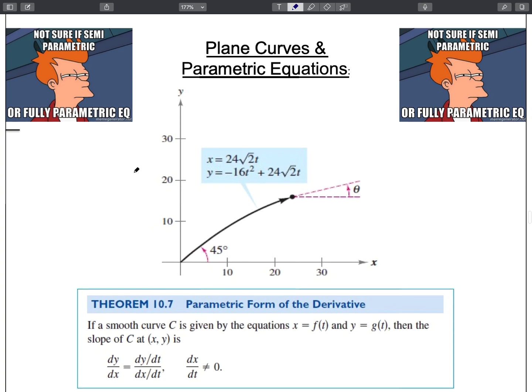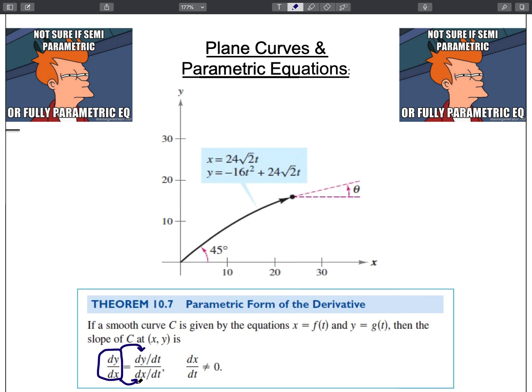Here it says, what is the parametric form of a derivative? We see our familiar notation dy/dx, but it also talks about dy/dx in terms of the components. Notice how we can make up the derivative. We can find dy/dt, which is the derivative of the y component, or the rate of change of the component that moves up and down. And we're going to divide it by dx/dt, which is the rate of change of the horizontal component, how something moves side to side.